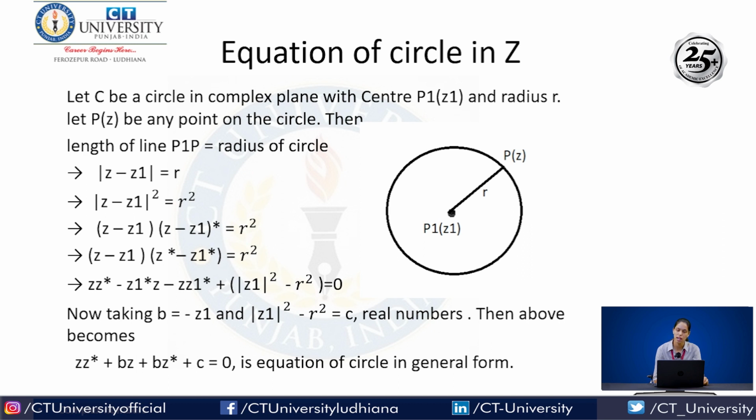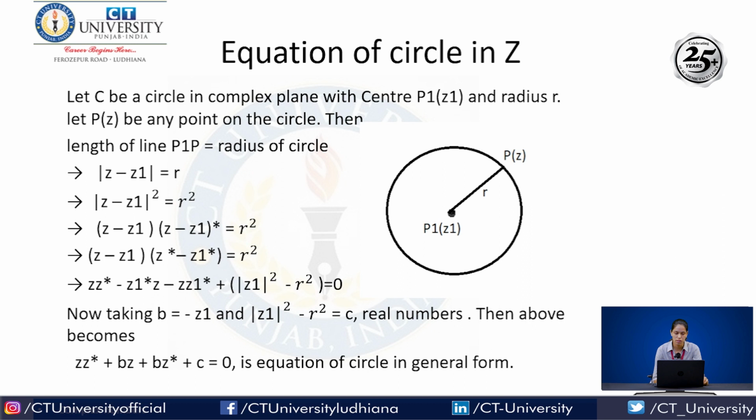So I am using that same value here, z into z conjugate equals to |z|². So (z − z1)(z̄ − z̄1) equals r². Now multiplying both the brackets, it becomes z z̄ minus z̄1 into z, and minus z into z̄1, and left with the only real part z1 z̄1, which becomes |z1|². Taking the r² on the left side, that is |z1|² minus r² as a real part, taking it as the common, equals to 0.